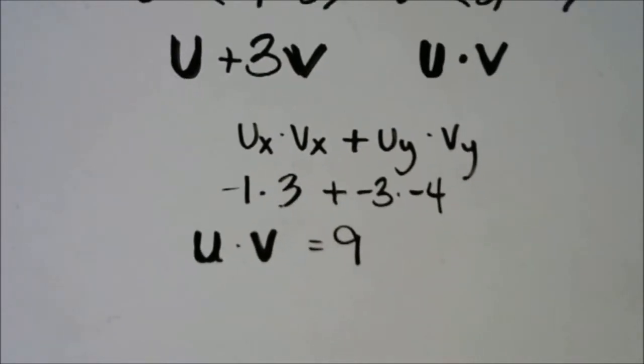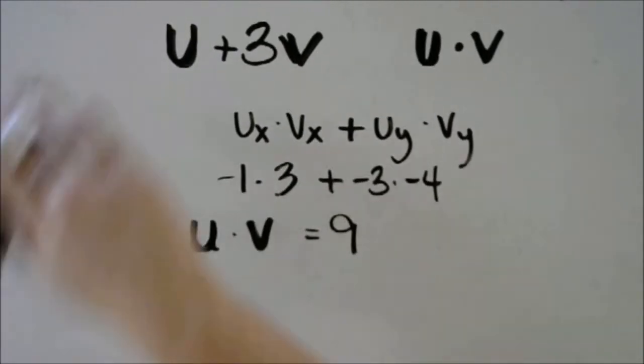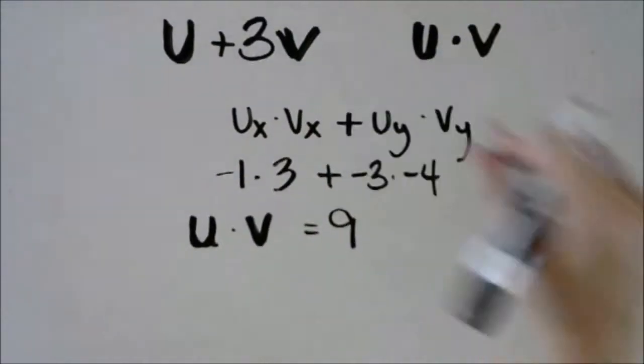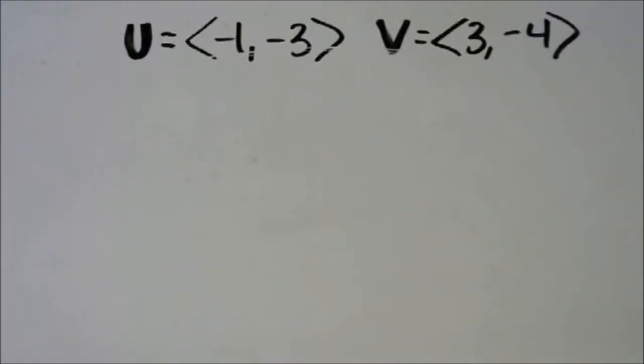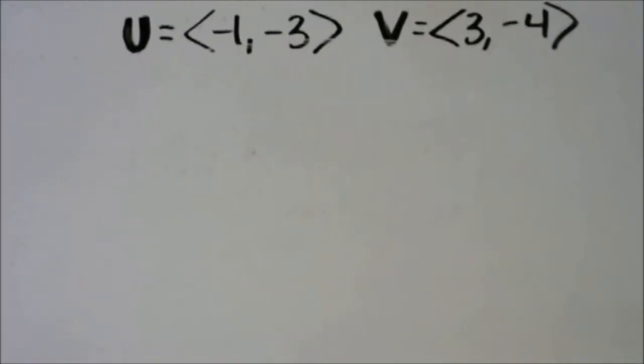The last operation that we need to do with vectors, and we're going to go ahead and do it on our same U and V vector, is to find the angle between the two. Again, this is more of the trig side of vectors. So to do this, you can simply apply the formula.